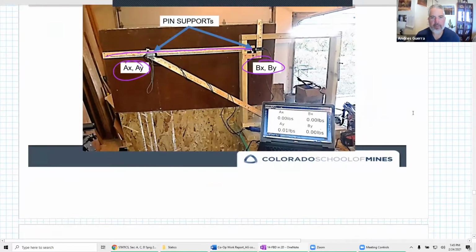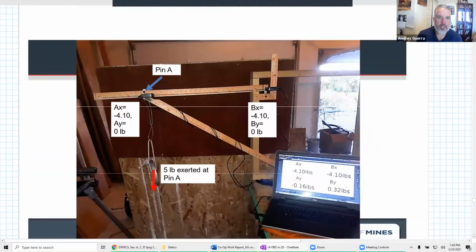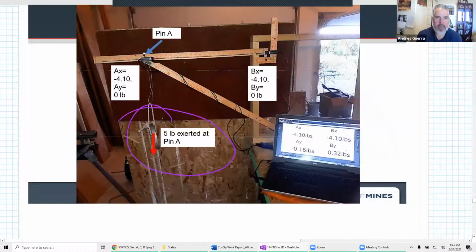Now, if I put the 5 pounds right here, then I get AX around 2, AY around 2, BX around 3 and BY around 3. Now something really cool happens when I move that 5 pounds and put it over here at point A. What that does is this yardstick up here only has 2 locations with forces. Okay, that's a 2-force member.